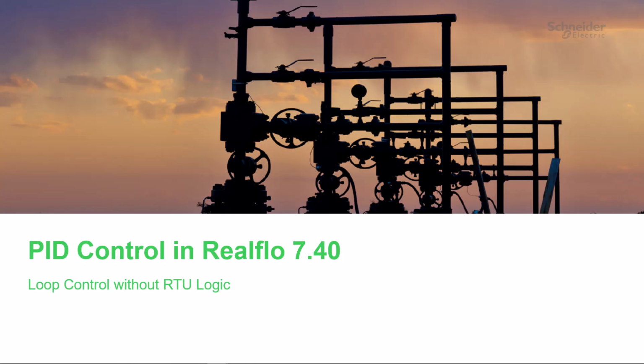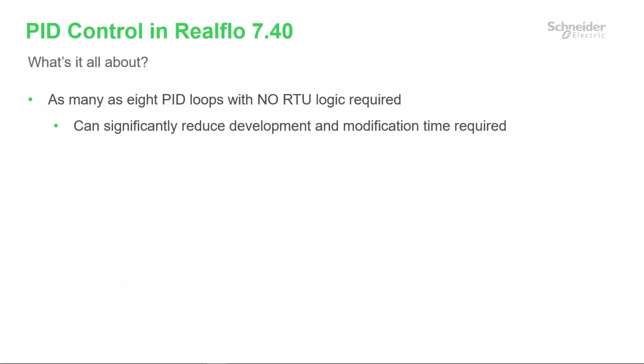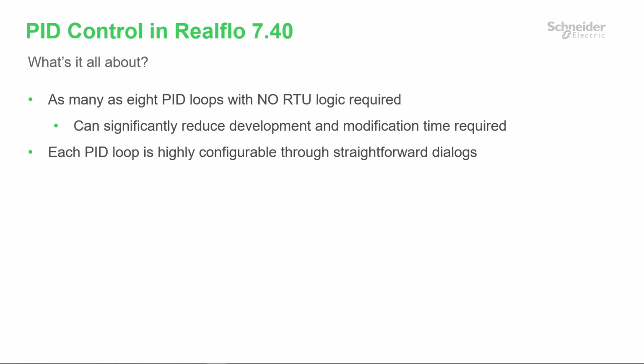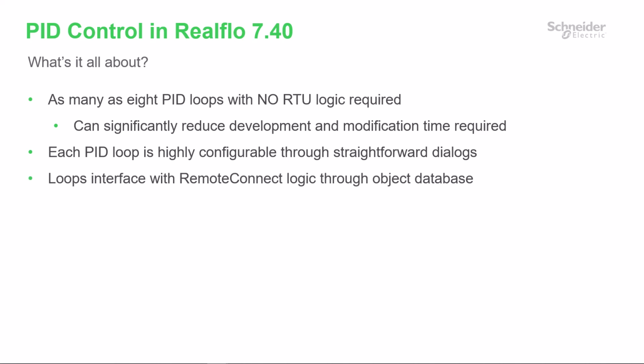Next, we'll have a look at PID control in Realflo 7.40. The new PID control capabilities of Realflo can support up to 8 PID loops without the need for you to write any logic at all. This can significantly reduce the time and cost required to develop an application. Each PID loop is highly configurable through the use of straightforward dialogues. The PID loops can easily interface with remote connect objects and logic through the object database.